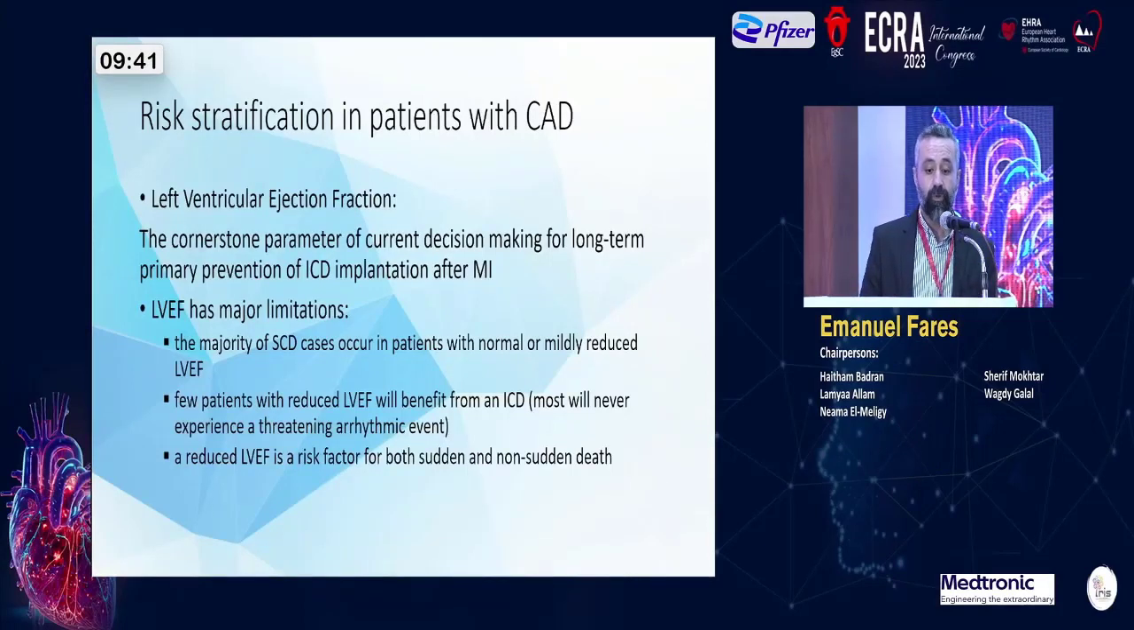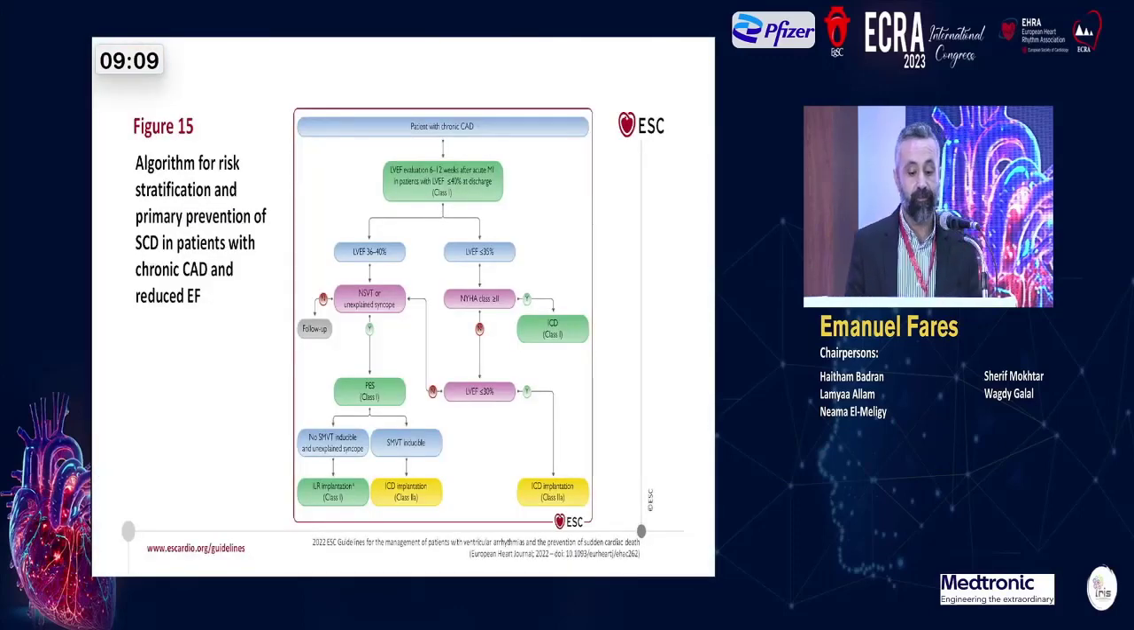In patients with coronary artery disease, left ventricular ejection fraction has been the cornerstone for decision-making for long-term primary prevention of ICD after myocardial infarction. However, ejection fraction has major limitations. One, the majority of sudden cardiac death cases occur in patients with normal or mildly reduced ejection fraction. Few patients with reduced ejection fraction will benefit from the ICD, and a reduced ejection fraction is a risk factor for both sudden and non-sudden death.